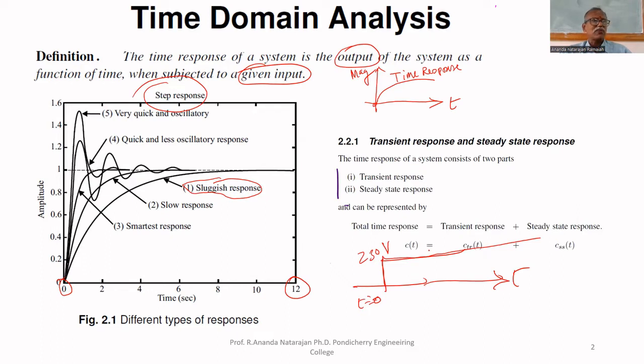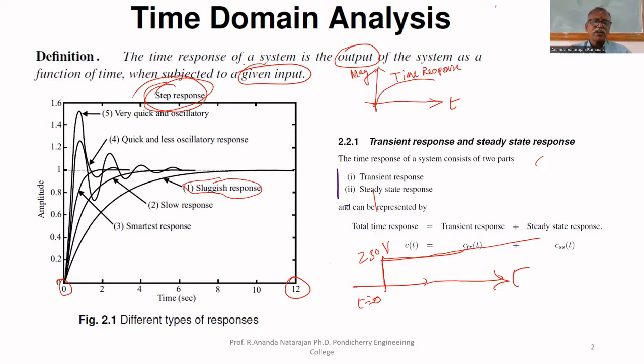For that, if the system gives some output, the plot of the output between time and magnitude is called the step response. So step response means the system's output for a step input. The input magnitude may vary from one value to another. For example, in your fan, you are giving a step input of magnitude 230 volt.